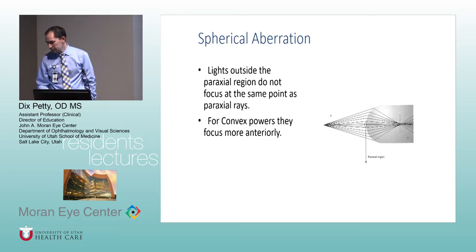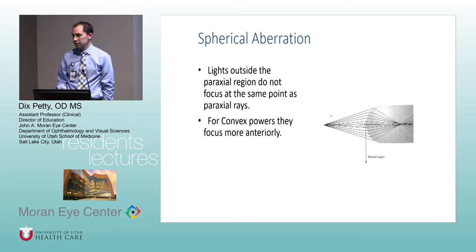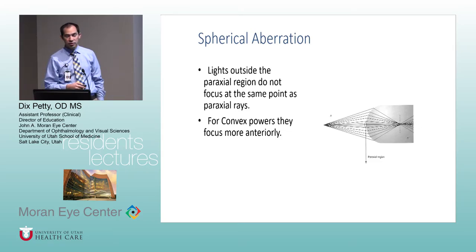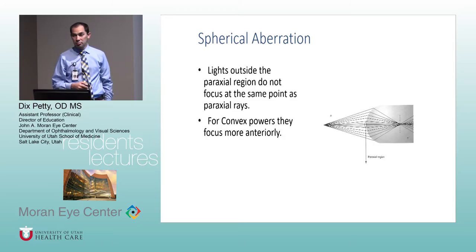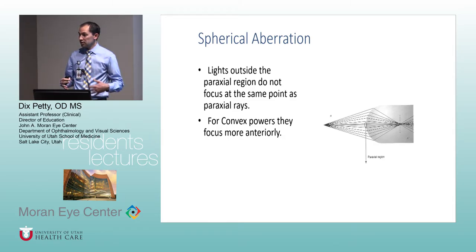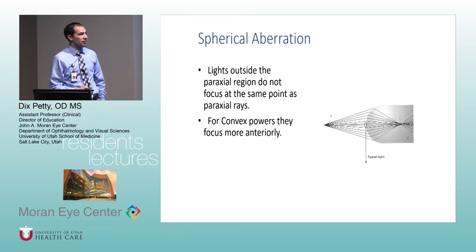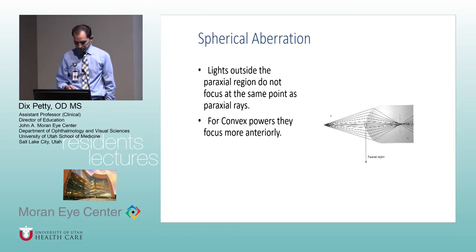So now we'll burn through a lot of stuff pretty quick. Spherical aberrations just means that the farther you get away from the center of the lens, the lens actually bends the light rays a little bit more. So instead of getting a nice crisp image in a plus lens, it bends the light a little bit more out towards the edge, and it's actually focused a little bit more anteriorly.